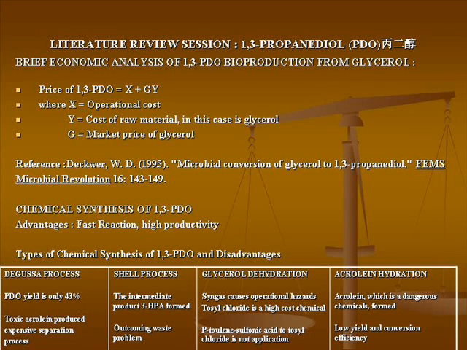The operational cost of the production of 1,3-PDO is shown, and the formula is X = G·y, where X is the operational cost, y is the cost of raw material, and G is the market price of glycerol. The advantages of chemical synthesis of 1,3-propanediol, or PDO, are fast reaction and high productivity.